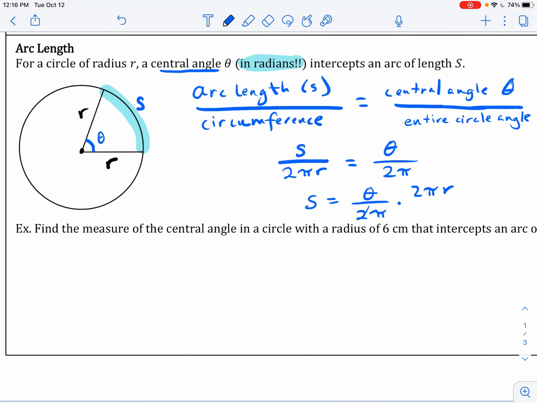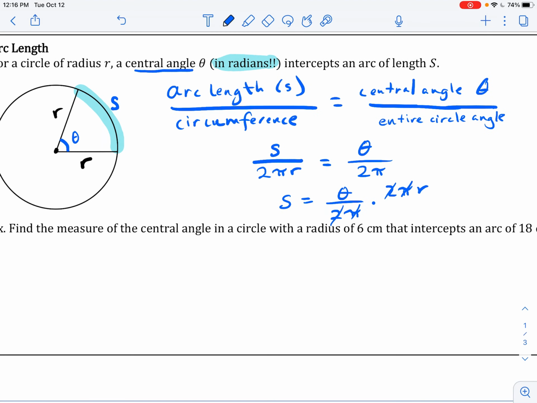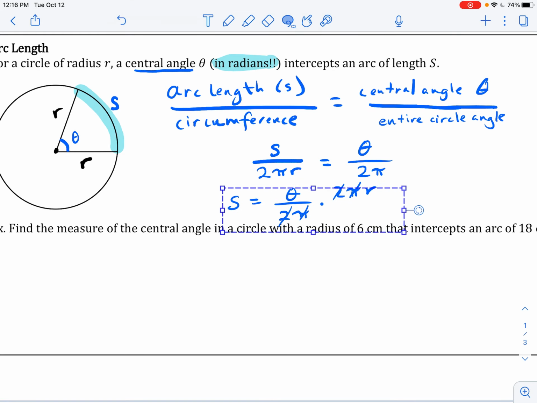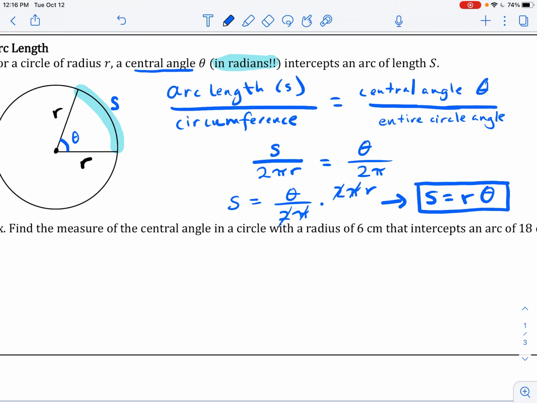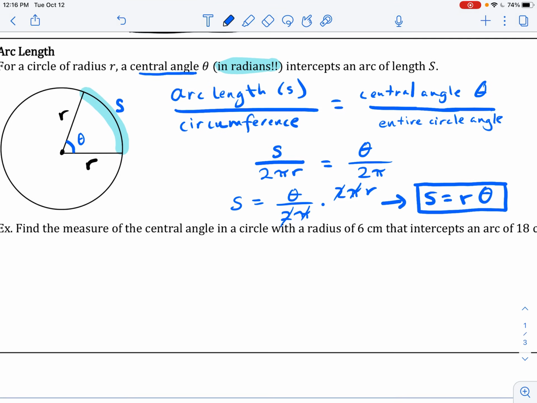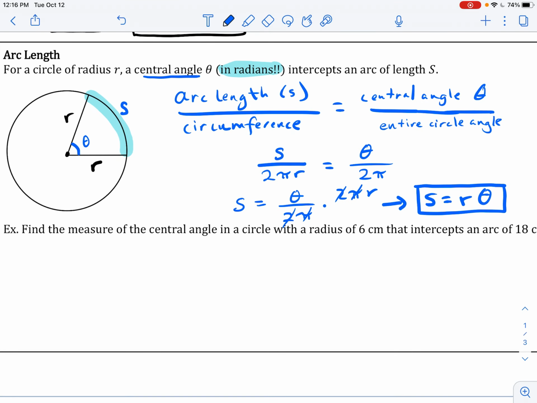And if we simplify this, we divide out the 2's, we divide the pi's out, what's left over? Let me actually just move this over here so we can simplify this. We could say the following. S is equal to theta times r, or r theta. And what do you know? We have just derived the formula that will give us the arc length of any arc on a circle, provided that we have the circle's radius and that central angle.